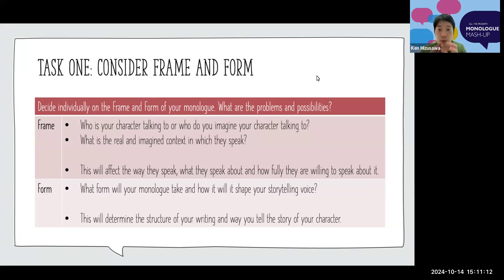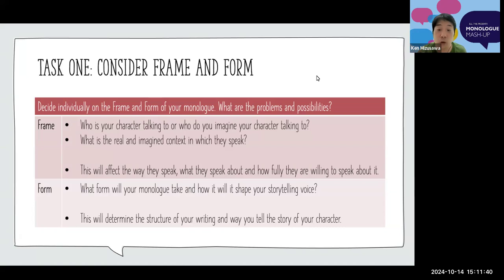Okay? Form. What form will your monologue take, and how will it shape your storytelling voice? Okay? There are many options for form when it comes to monologue. It can be conventional. It can be a direct address, imploring the audience to listen directly to the character's voice. Or it could be something else.